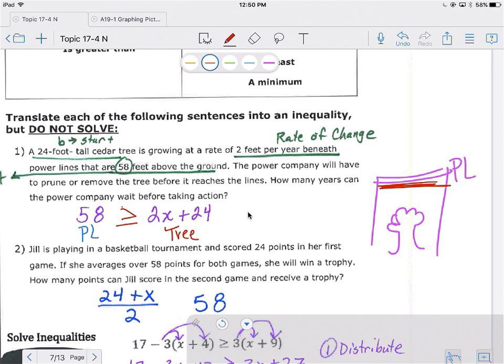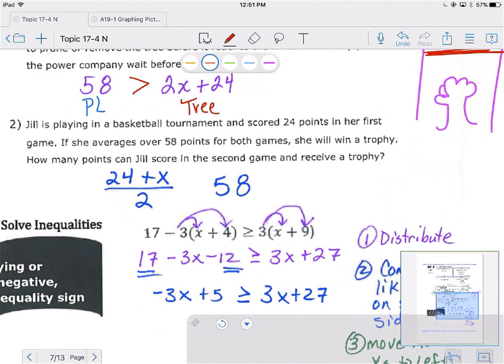If you remember back in second or third grade when you first learn about inequalities, the open mouth of the inequality eats the bigger number. So if you can't figure out less than versus greater than signs, then you need to figure out which direction does the alligator go. And I apologize because this is just an open mouth. It cannot be equal to 58 because it says that they have to remove it before it gets to the line. So when I look at this picture, my power lines are taller than the tree, so my alligator eats the power lines because the power lines are bigger, or taller in this case.